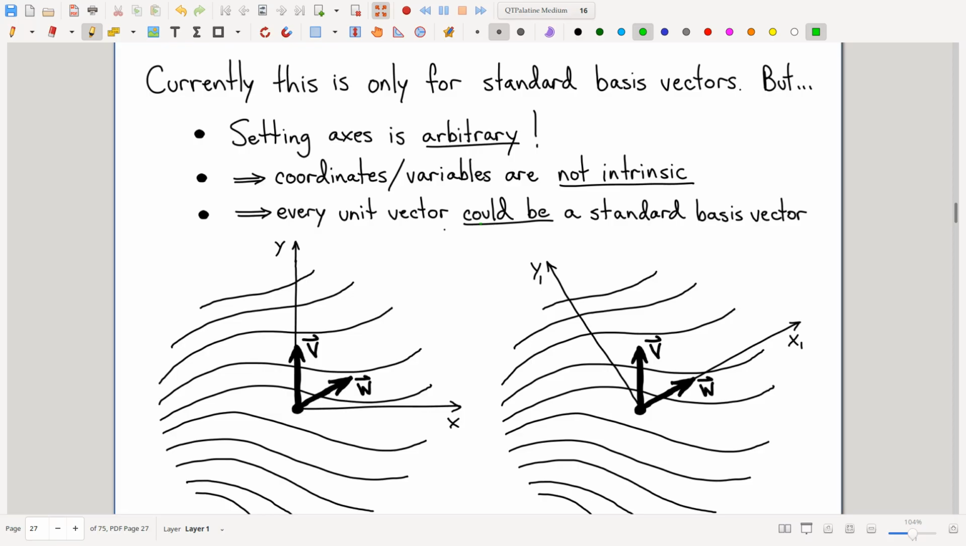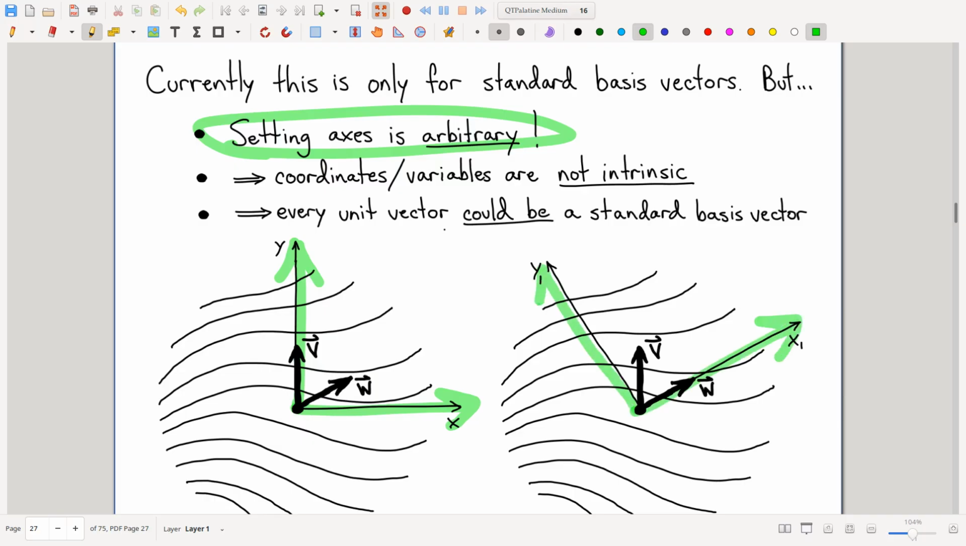We set up an axis system. For example, I can set an axis system like this, and that was pretty arbitrary. Why did I draw the axes like that? There's no law that says I have to draw axes like that. You can set up your axes however you want. I could set up my axes like this if I felt like it, maybe wherever I might be tromping around out in the woods.